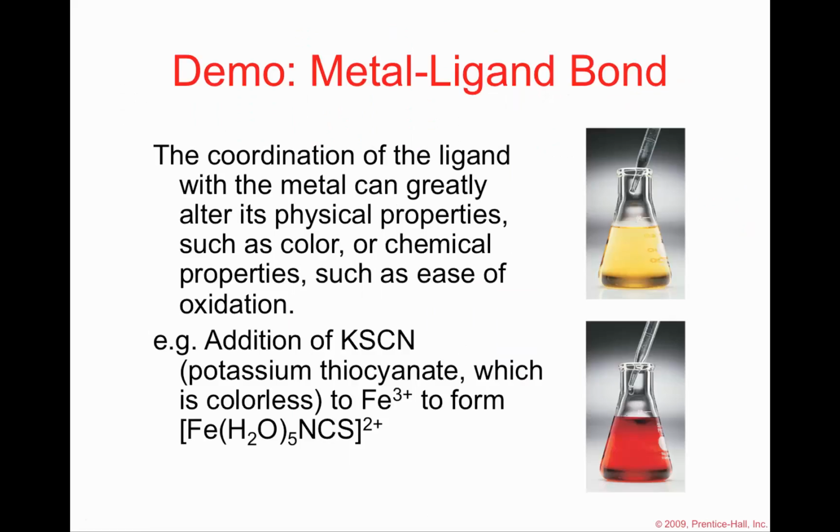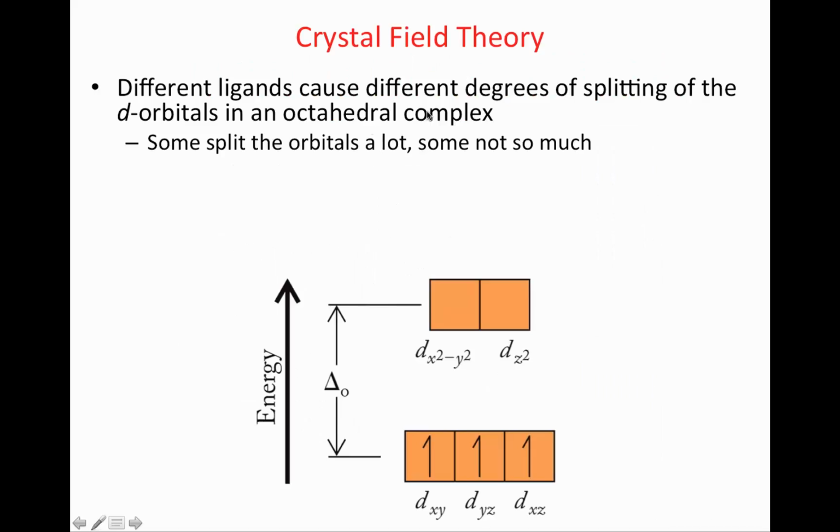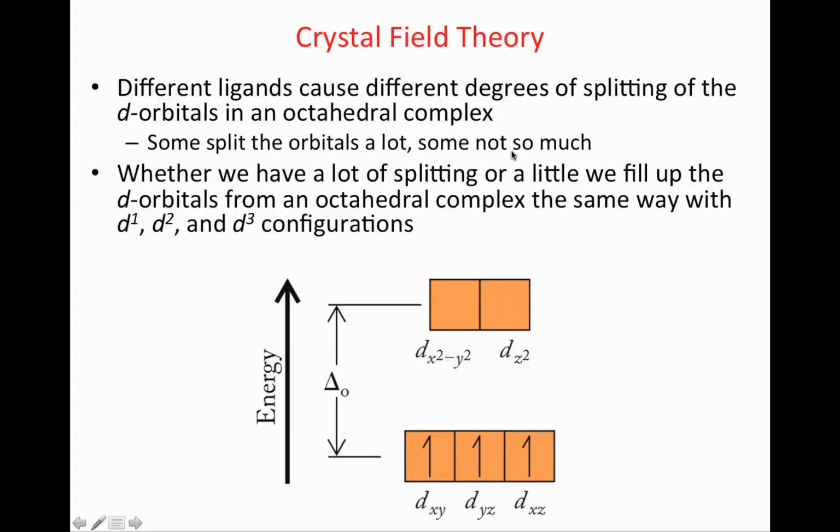So what should be apparent here, and we've already mentioned this in this lecture, is that when I change ligands, I change the color. And what this means is that different ligands are causing different degrees of splitting of the d orbitals in an octahedral complex. And it turns out that some ligands split the orbitals a lot in energy. In other words, they make a big difference. They cause a big difference between the off-axis orbitals and the on-axis orbitals, and some not so much.